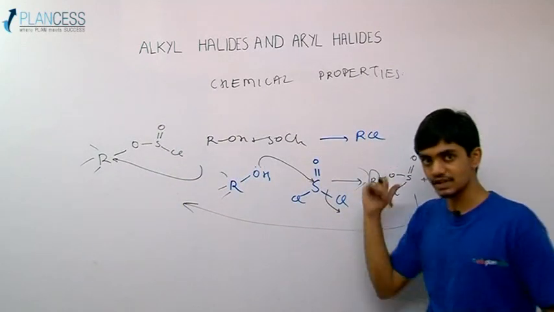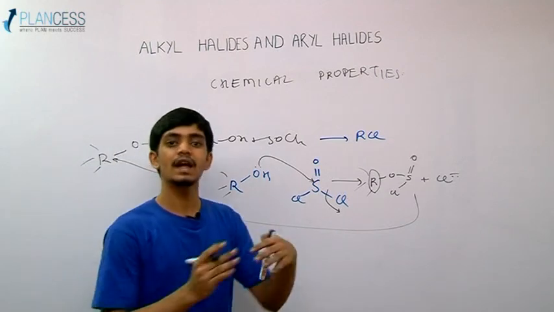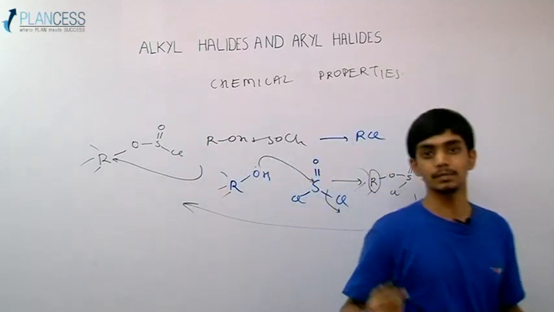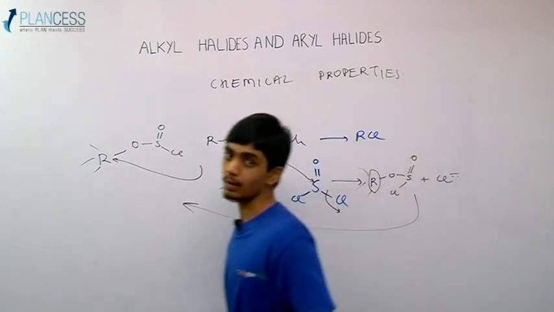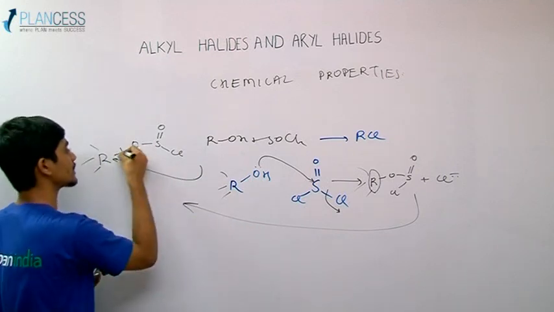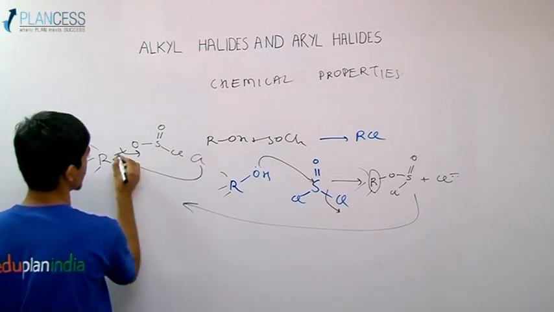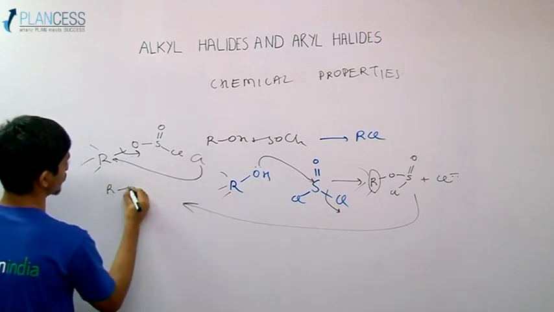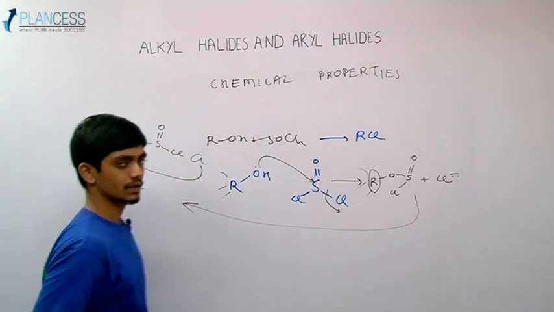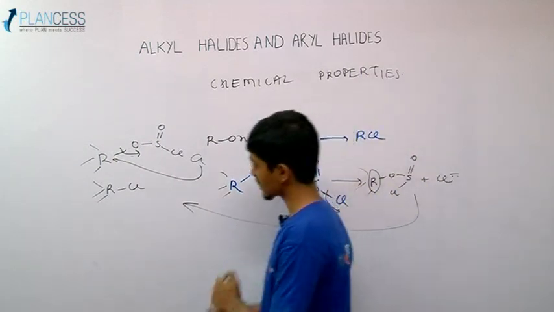We saw that the inversion takes place because the nucleophile came from the back side and attacked, and hence the groups have to go to the other side to avoid the repulsion. But here there is no such problem, because this Cl minus is attacking from the same side where the leaving group is present. So Cl minus comes and attacks and this leaves. So hence we get RCl and we have this thing. So you see how retention of configuration takes place.